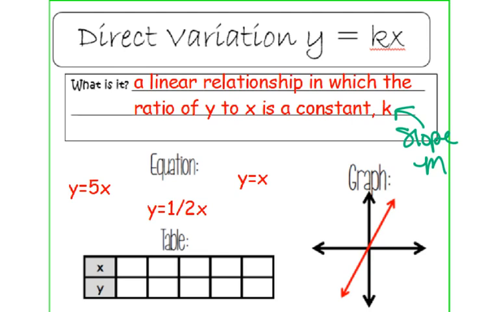Some equations are y equals 5x, y equals 1/2 x. Anything that looks like this is going to be a direct variation. The graph is going to go through the origin. And a table would look something like this. What gives this away that it's direct variation is this right here: x and y are both 0 at the same time.